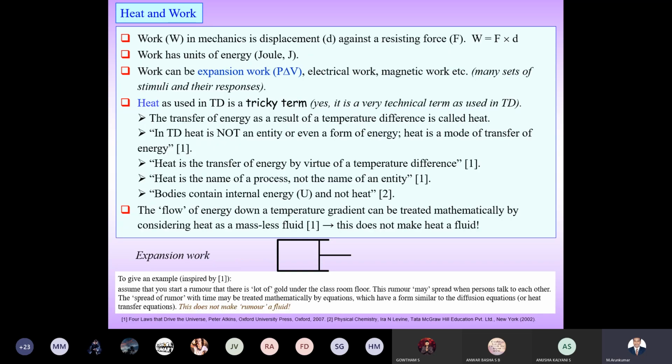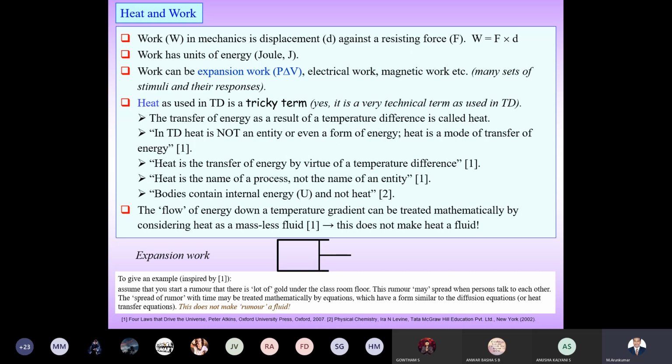Then what is heat and what is work? We can't say heat and work separately, so we have to learn them together. Work in mechanics is displacement against a resisting force. You know the definition of work: work is equal to force into displacement. This is the mechanical explanation of work, displacement against a resisting force. So work can be calculated by the formula work is equal to force into displacement.